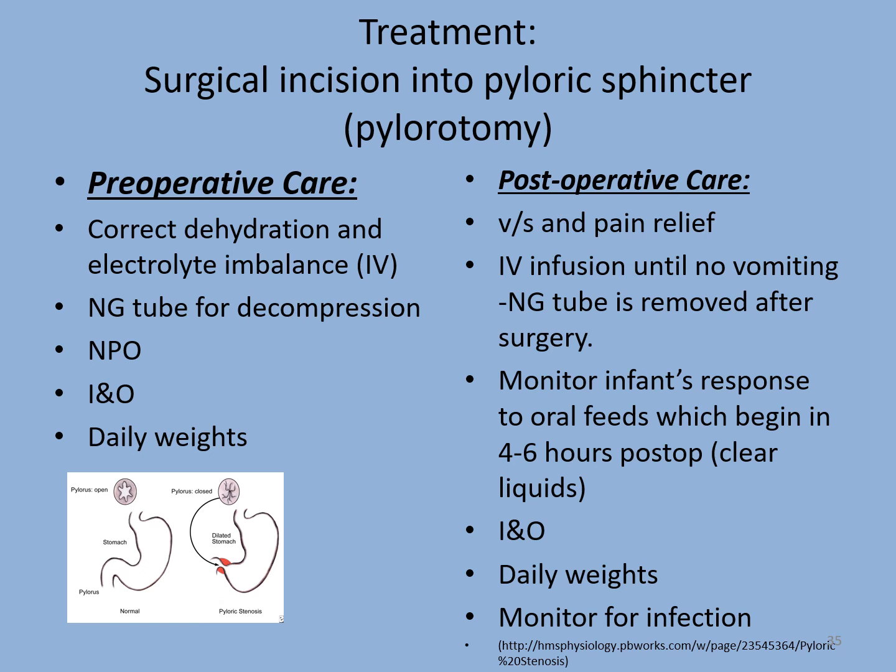Post-operatively, the baby will come back from surgery and you'll check the vitals and watch for pain relief. Use the pain scale, the FLACC. They'll have IV infusion until no more vomiting, and it can be 48 hours before the kid stops vomiting. The NG tube is removed after surgery. And once the baby's allowed to eat, we'll monitor their response to oral feedings. I&O, daily weights, and monitor for infection.